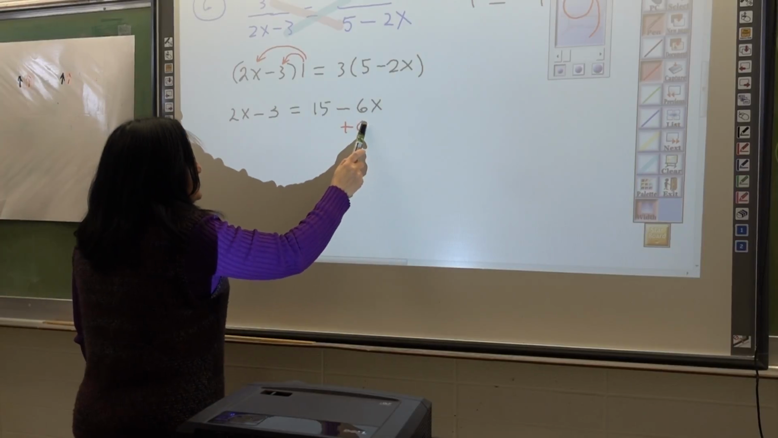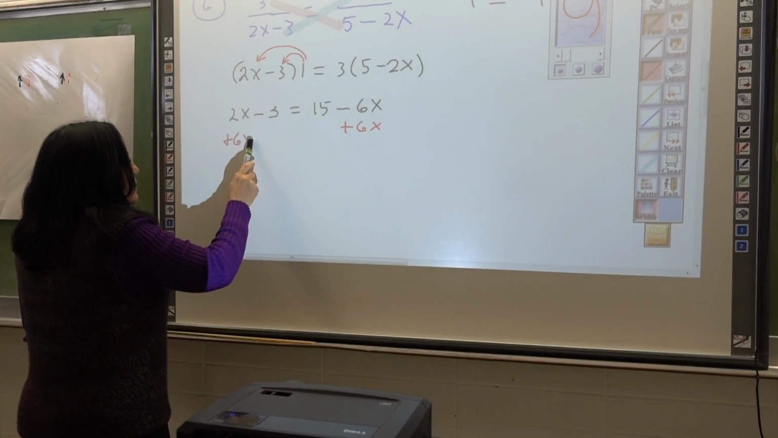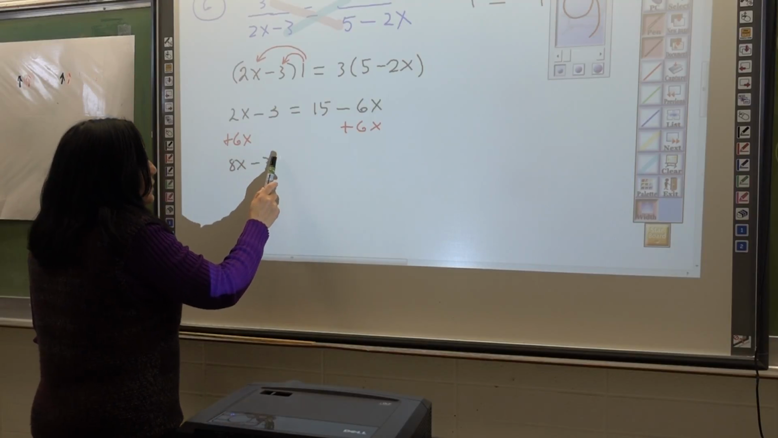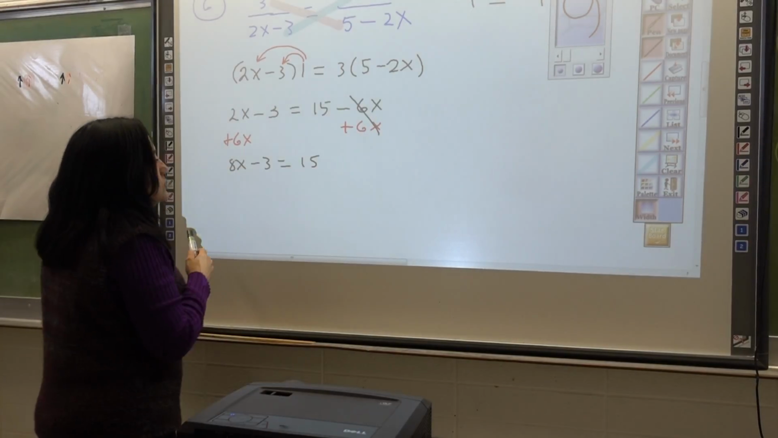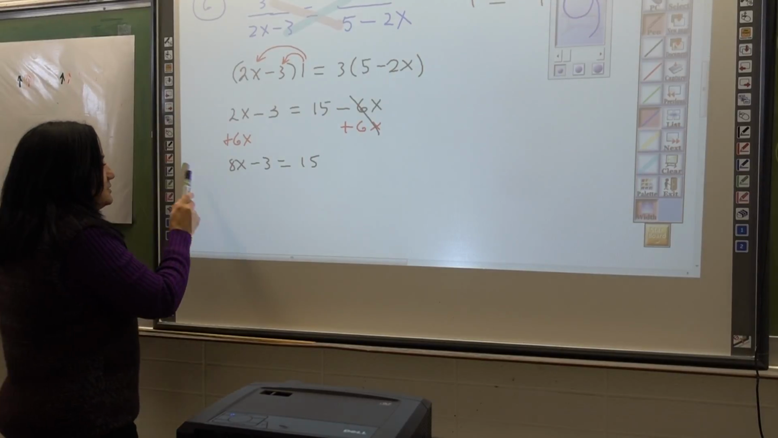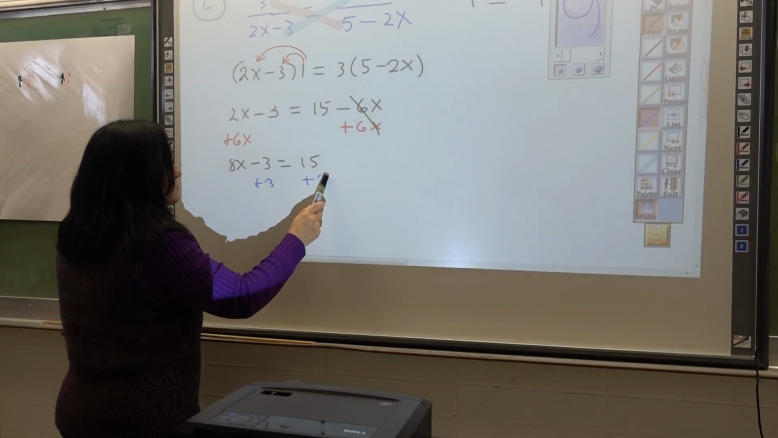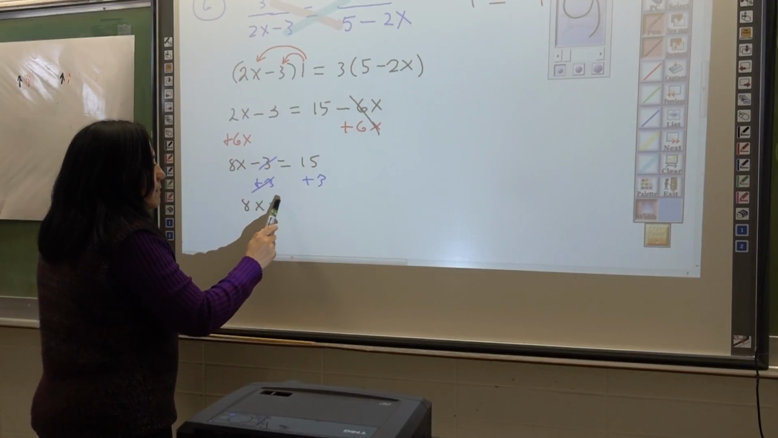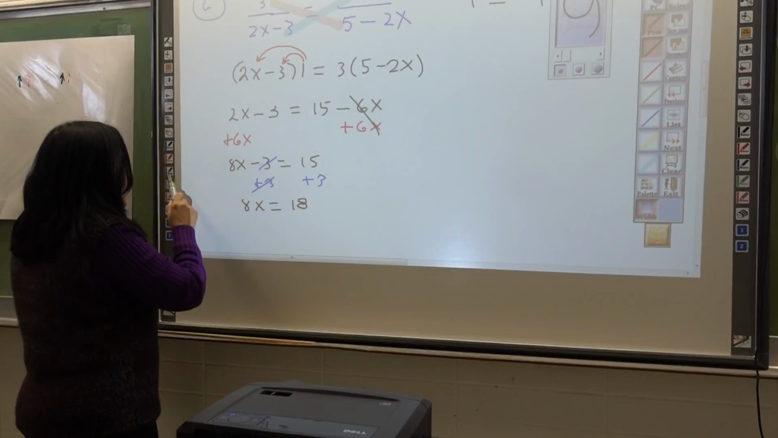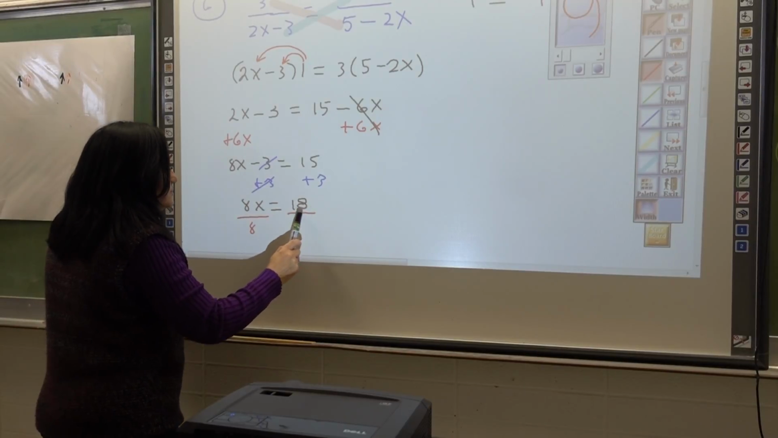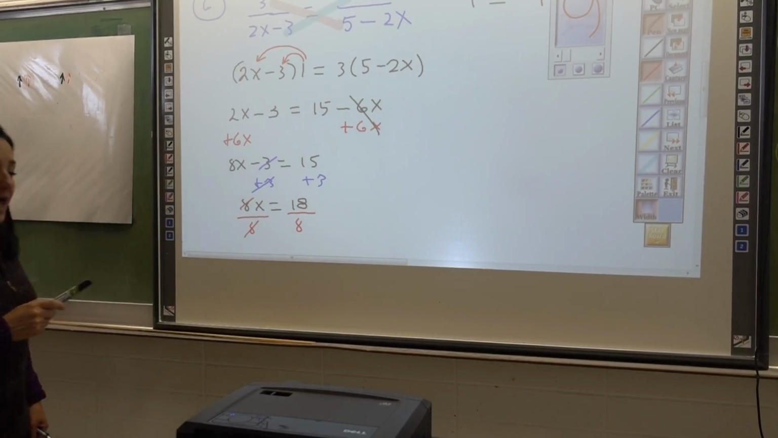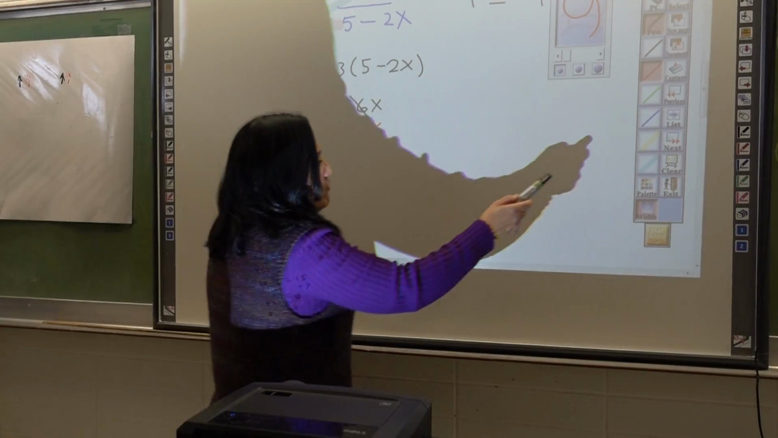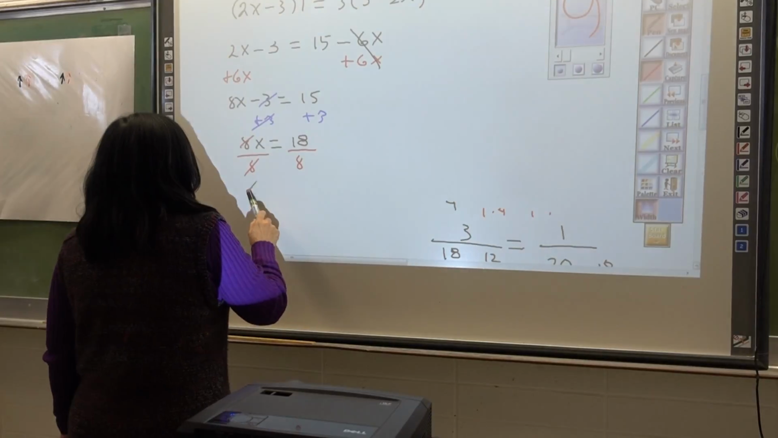Plus 6x. I have 8x minus 3 equals 15. This is cancelled. Now add 3 on both sides. 8x equals 18. Divide by 8. x is 9 divided by 4, right? x equals 9 over 4. That's the solution we're getting.